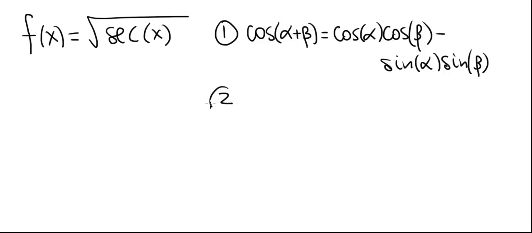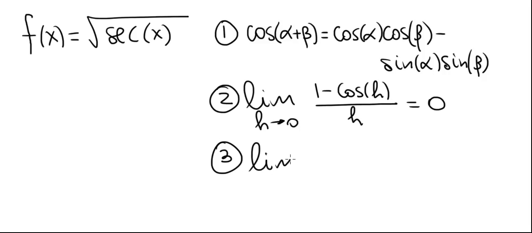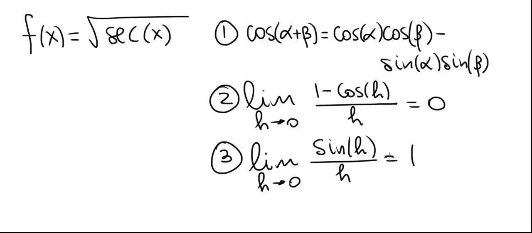The second result we'll need is the limit as h approaches 0 of 1 minus cosine of h divided by h equal to 0. And the third result, the limit as h approaches 0 of sine of h divided by h equals 1. Let's recall the definition of the derivative.